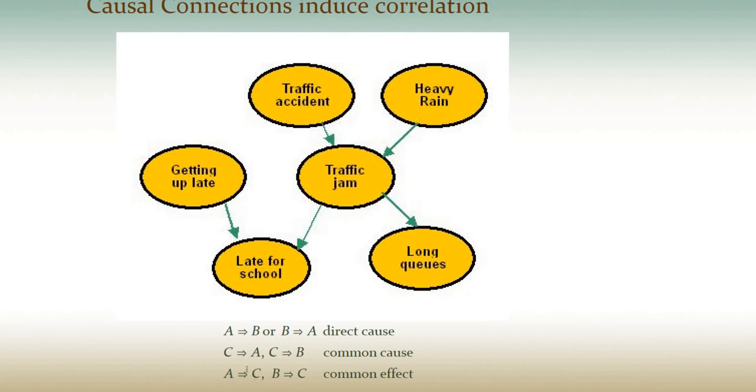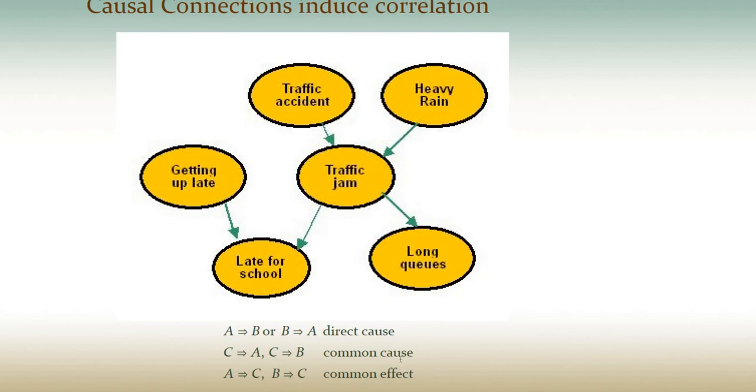There's cases where there's a common cause. That is, late for school and long queues are going to be correlated not because one causes the other, but there's a common cause. Traffic jam will cause both of these.